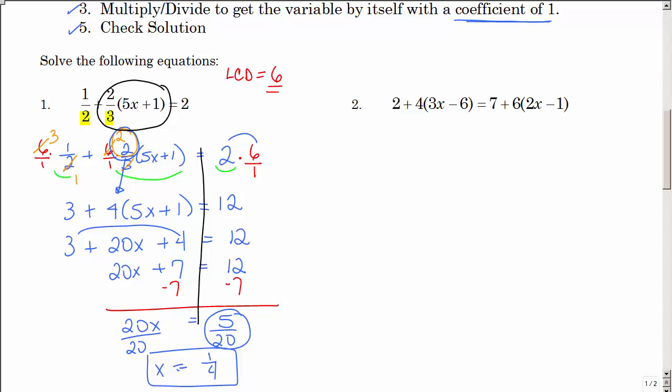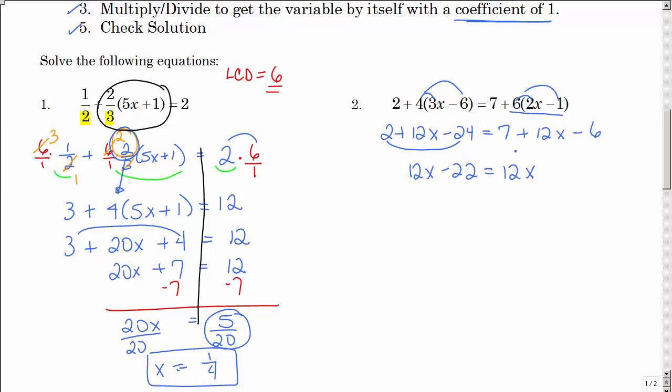All right, let's look at the second one. Yay, no fractions. So let's just distribute. Keep the 7, distribute that. You don't add 7 plus 6 and get 13. Order of operations, we've got to multiply the 6 times the parentheses and then put the plus 7. Be careful. All right, so collecting like terms on each side, 2 minus 24 is negative 22. 7 minus 6 is a positive 1.